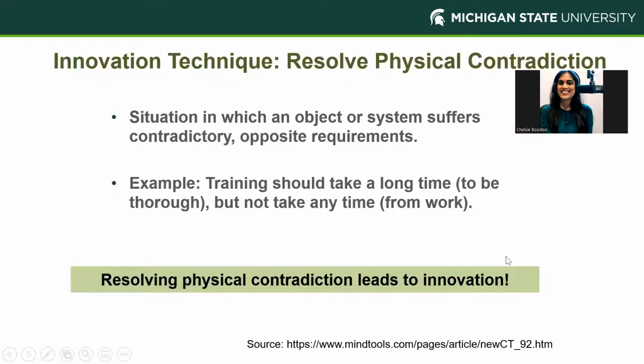The other technique for innovation is resolving physical contradiction. Physical contradiction is defined as a situation in which an object or system suffers contradictory, opposite requirements. For example, training should take a long time to be thorough, but not take any time from work. Now, that's a physical contradiction. If you can develop a training system that will solve this contradiction, now you have an innovative technology.